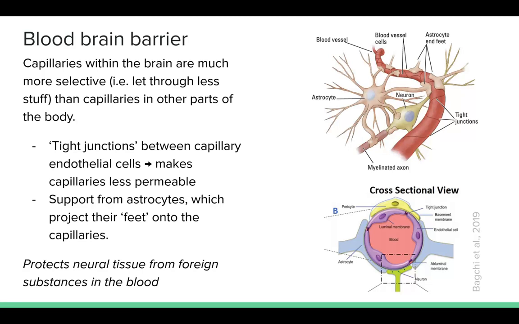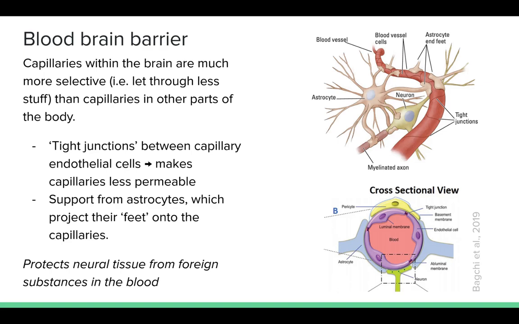In most other tissues of the body, the capillaries are formed by these endothelial cells here, and the gaps and junctions between these endothelial cells are a little bit loose, so that oxygen and nutrients and other substances can get from the blood into the tissues or from the tissues back into blood.